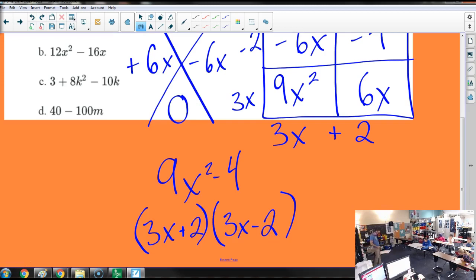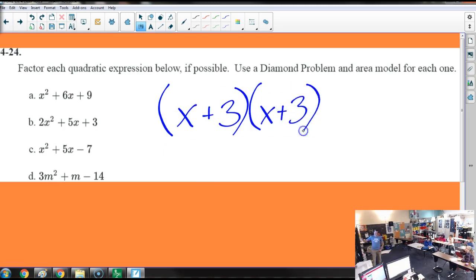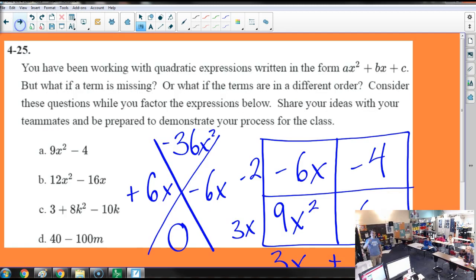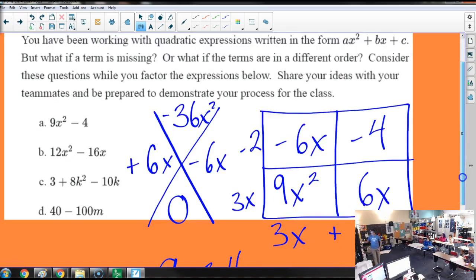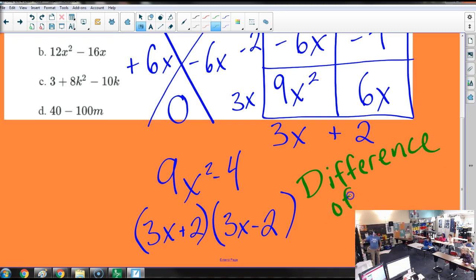So it's almost like a perfect square, right? Because yesterday we looked at one over here and you guys realized, oh, that's x plus 3 times x plus 3. They're the same. We can write this as x plus 3 squared. This has a fancy pants name. This is called a difference of squares.